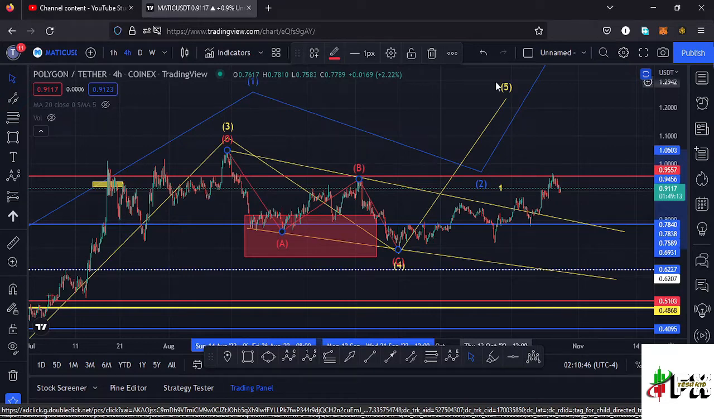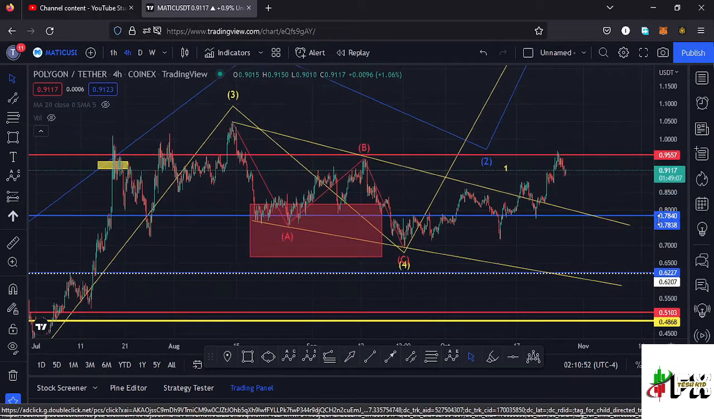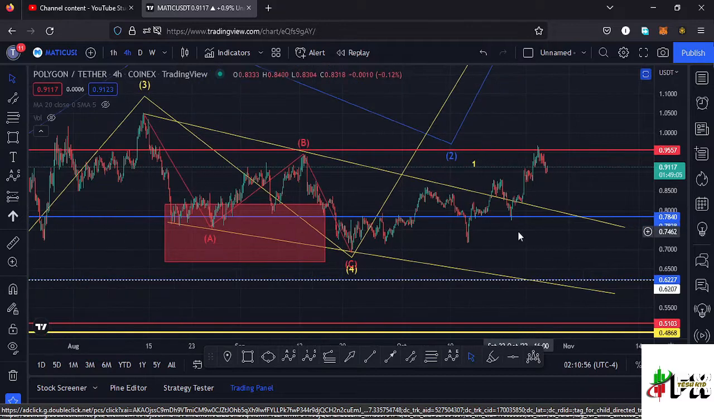And before I get to the key scenarios that I expect to play out, basing it on the Elliott wave structures, let me show you the key chart patterns that we have information over here, and the key scenarios that could play out, basing it on the key chart patterns.